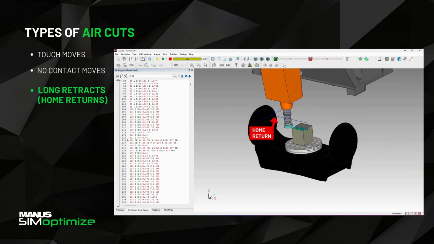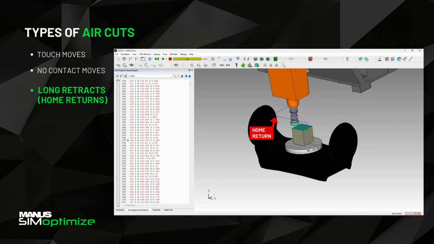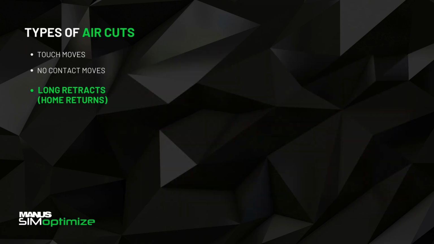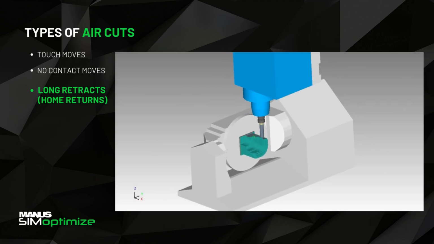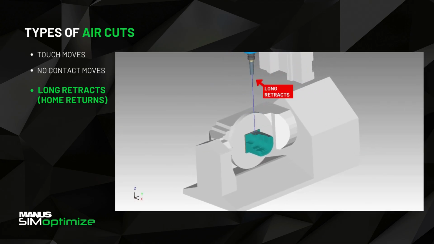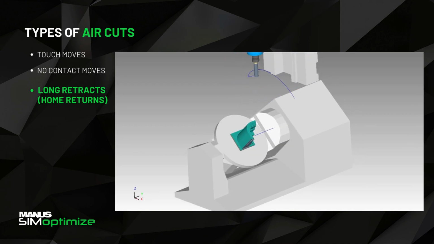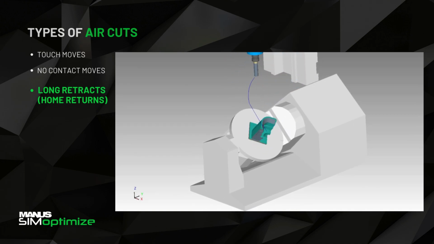Last type is unnecessary home returns and distant retracts. This mostly occurs during operation changes. The cutting tool unnecessarily moves back to the home return position or makes a distant retract motion at each operation change. We have developed modules to address these air cuts.